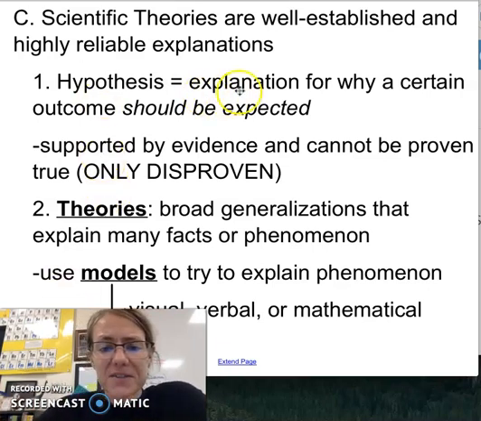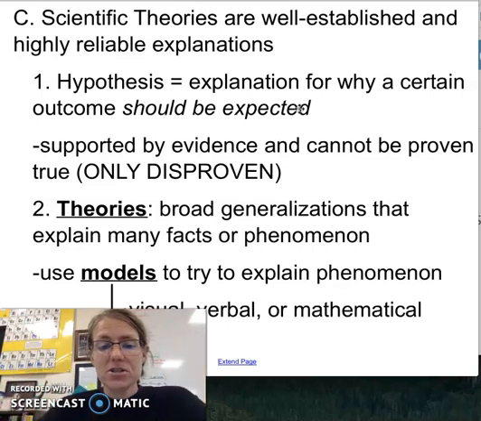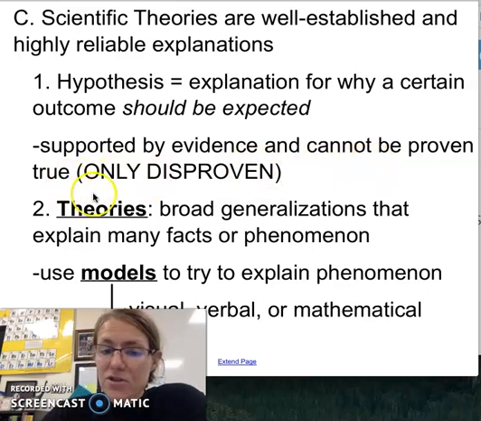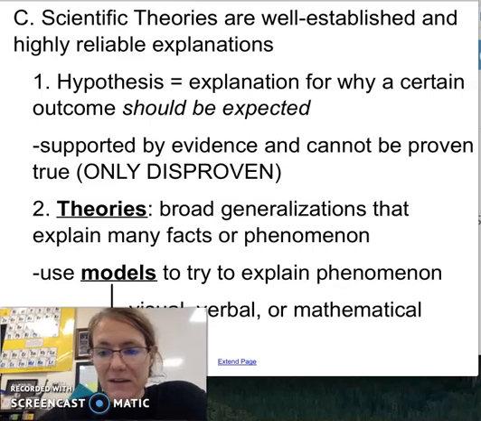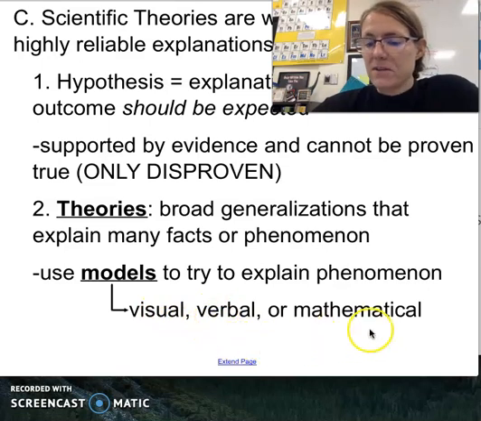So a hypothesis is an explanation for why a certain outcome should be expected, because you're using observations and previous knowledge to form them. It's supported by evidence and cannot be proven true. It can only be disproven, really. Now, theories are broad generalizations that explain facts or phenomena, and we tend to use models to try to explain those phenomena, either visual models or verbal models or even mathematical models.